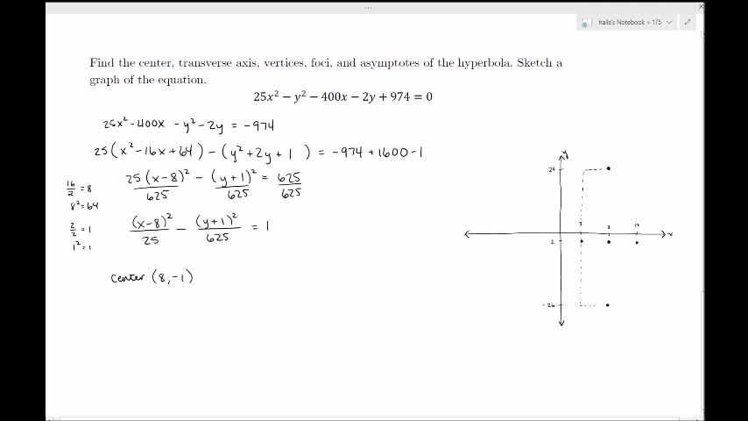And let's go ahead and dot that in. Okay, so there's our central box, and we can also draw our asymptotes. Asymptotes connect the corners of your box through the center. So one of the asymptotes might look like this.